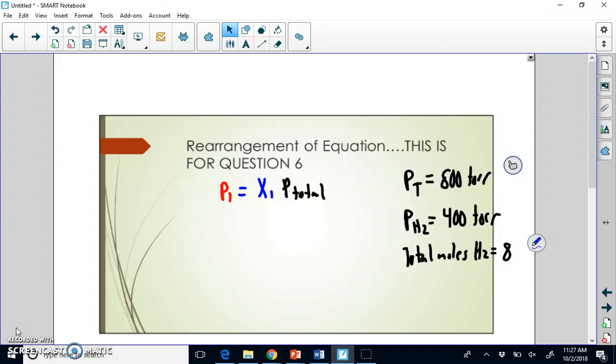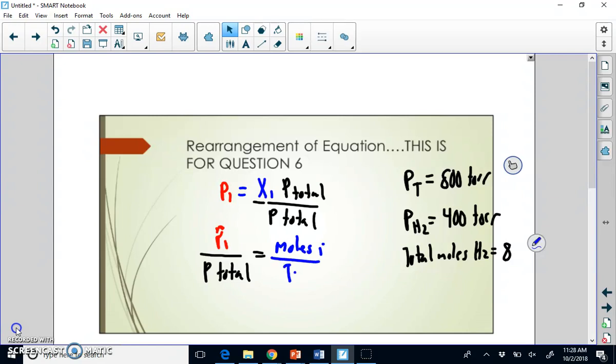We're going to rearrange this equation. We're going to divide both sides by the total pressure, so that gives us P_I over the total pressure. What's left on this side now is X. And remember, this is the mole fraction, so it's moles of the thing you're looking at, moles of I, divided by the total moles. This equation is going to be really, really helpful.